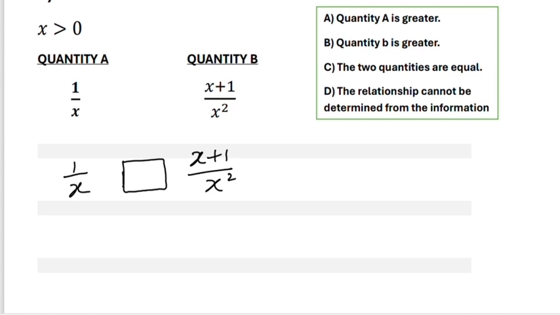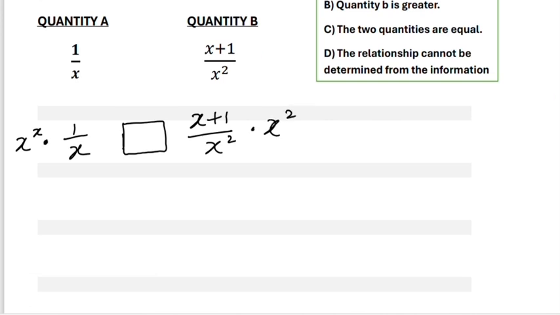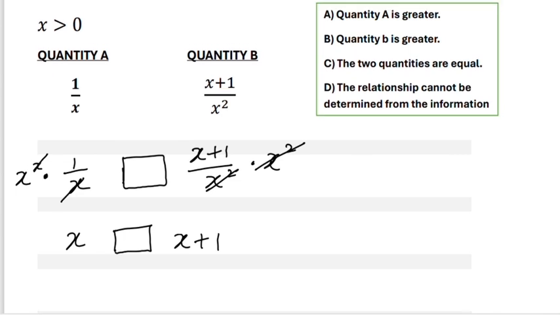So what do we do? We can multiply both sides by x squared. If I multiply here by x squared and here by x squared, what do we have? What will be left here is just x, because x squared cancels one of the x's here, and what will be left here will be x plus 1. So now, x and x plus 1, which one is greater?